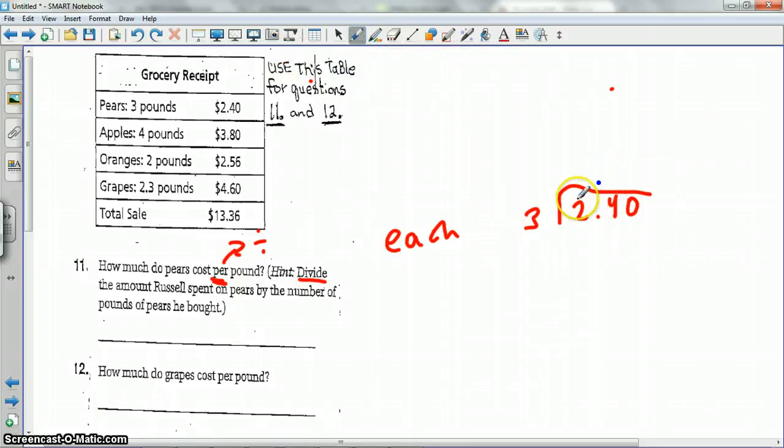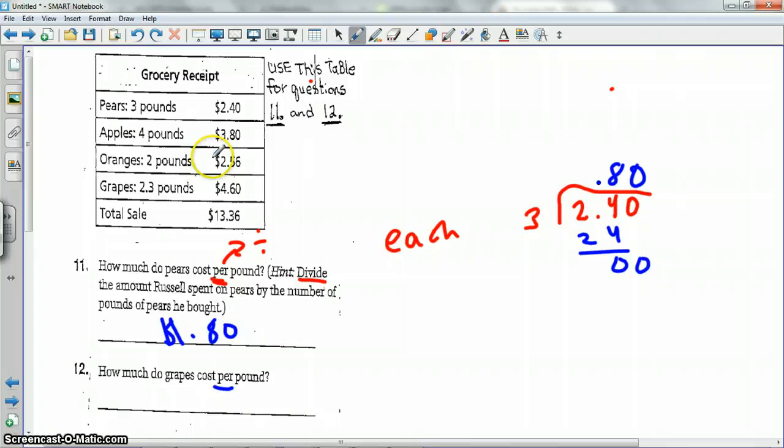We'll bring our decimal straight up. 3 doesn't go here, so 3 goes into 24 8 times, which is 24. There's no remainder. We bring down a 0, it goes into 0. You wouldn't normally have to put this 0, but because it's money, you want 2 decimal places, so you put 80 cents. And that's per pound. So anytime it says per pound or how much for each, that's usually going to be a division problem.